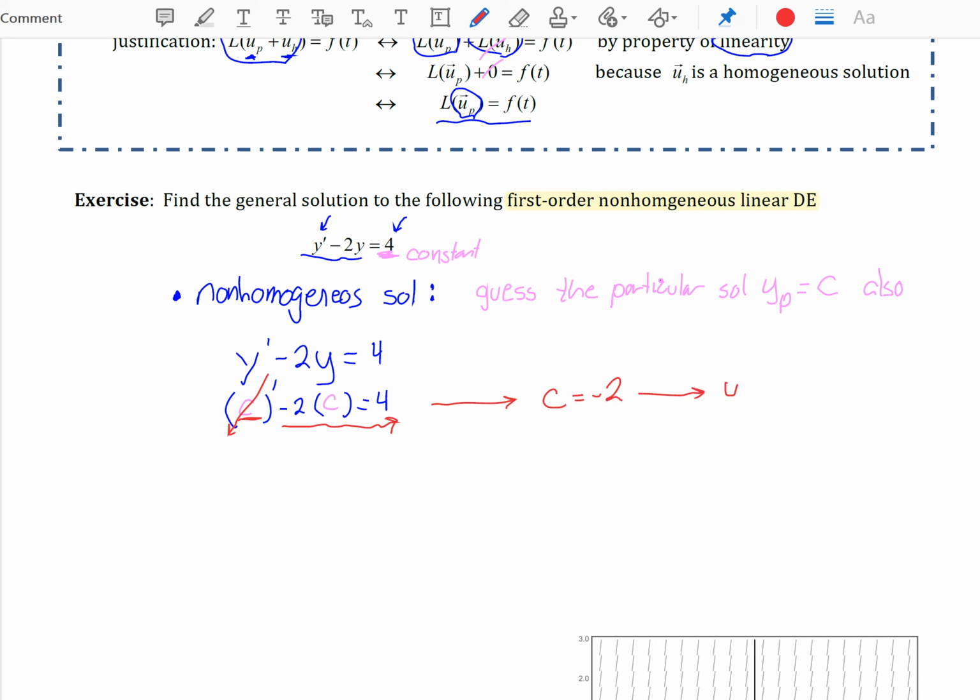And this says, well, let's take yp to equal negative 2. Observe that this works. If you plug in negative 2 here, then the derivative of negative 2 would be 0. And then you'd have negative 2 times negative 2 would equal 4, like we wanted. This is a particular solution.